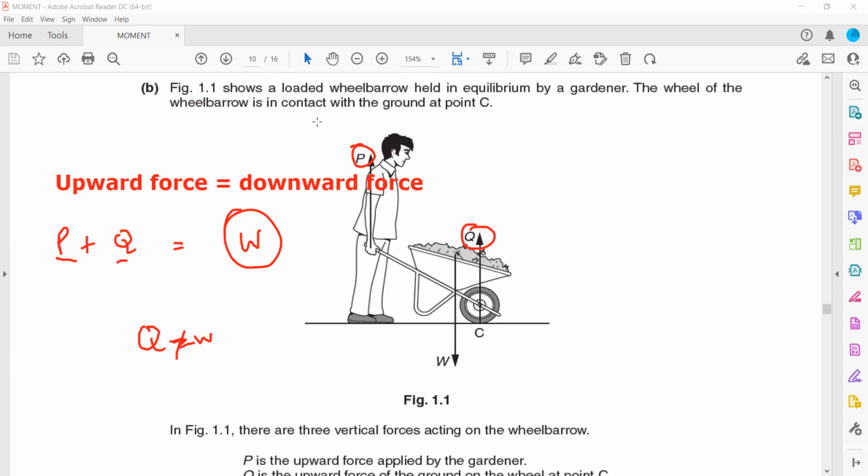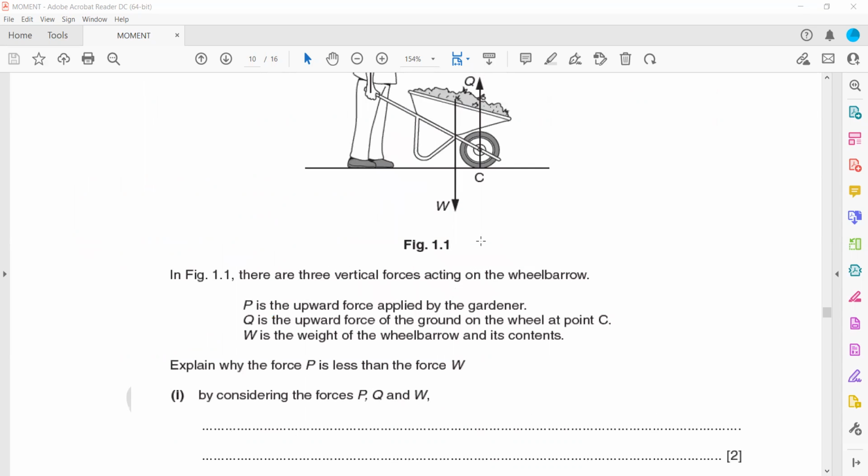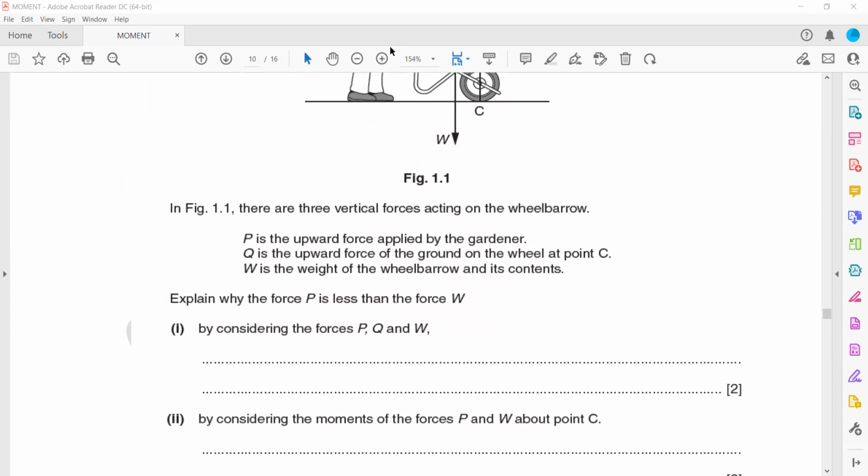So here, by considering the forces P, Q, and W, explain why P is less than W. So what is the reason? You will mention that as it is in equilibrium, the weight is equal to P plus Q. So P will always be smaller than W, because the sum of P and Q will give us W. So definitely P will be smaller than W, as the sum of P plus Q is giving us the weight of an object. Is it clear, the first part, why P is always less than the weight?